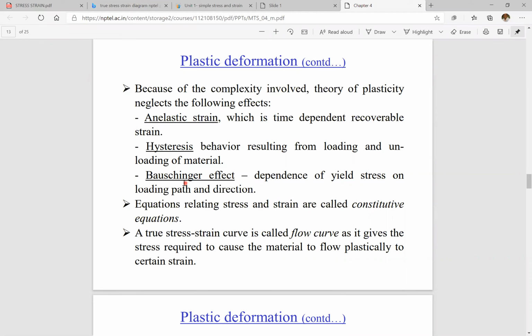Then the Bauschinger's effect. What is that Bauschinger's effect? Bauschinger's effect is nothing but the dependence of yield stress on loading path and direction. So that is Bauschinger's effect. These three things we are going to neglect, or we do not have to consider during the plastic deformation of metals.